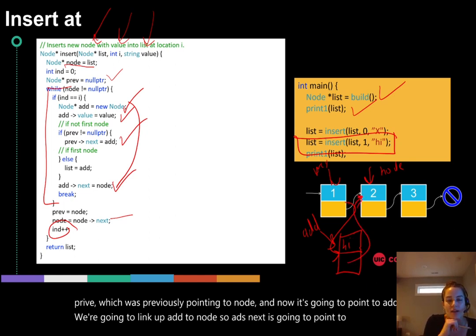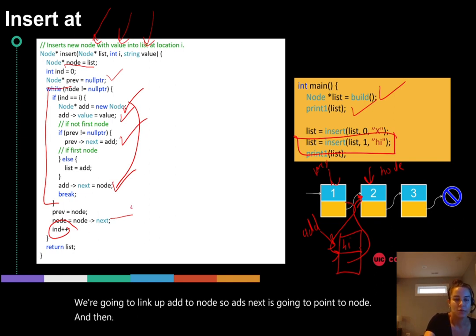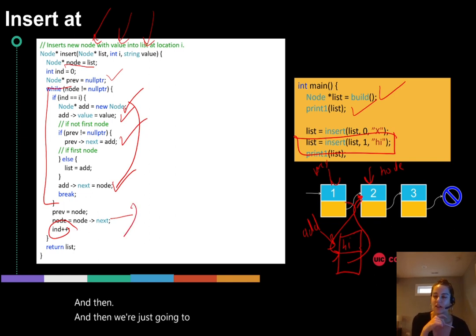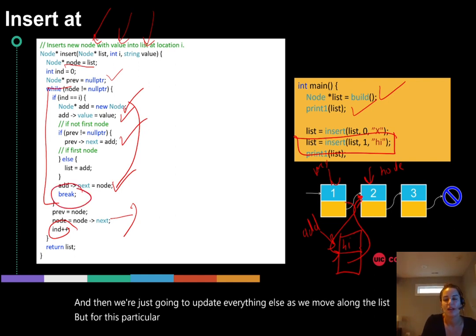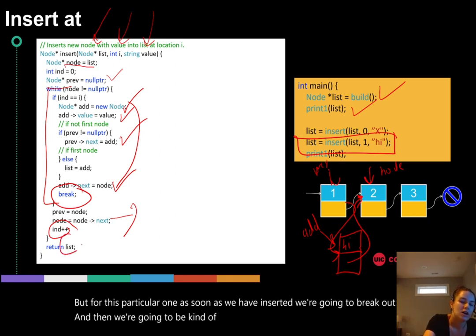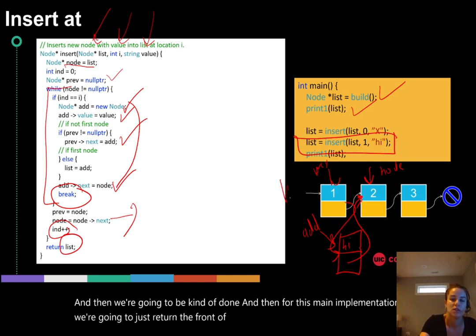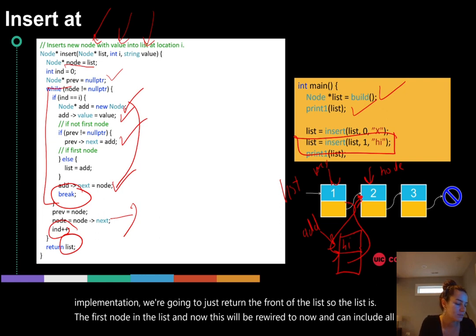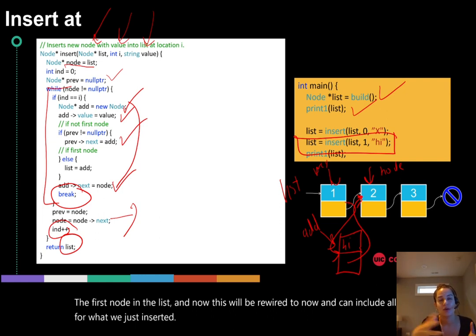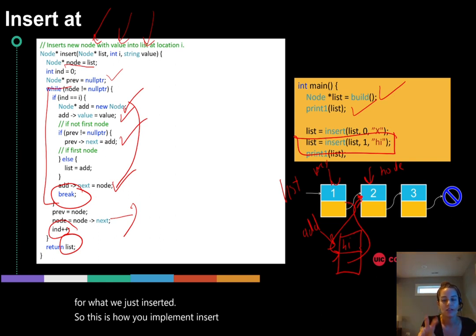and then we're just going to update everything else as we move along the list. But for this particular one, as soon as we have inserted, we're going to break out, and then we're kind of done. And then for this main implementation, we're going to just return the front of the list. So the list is the first node in the list, and now this will be rewired to now include all four of what we just inserted. So this is how you implement insert_at inside of main, so not within a class.